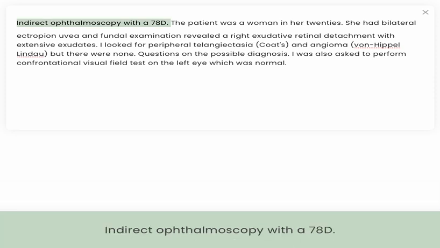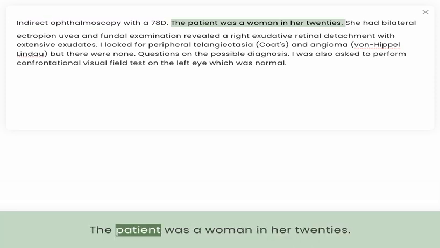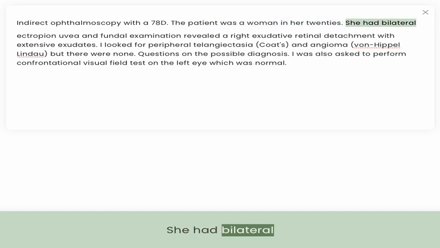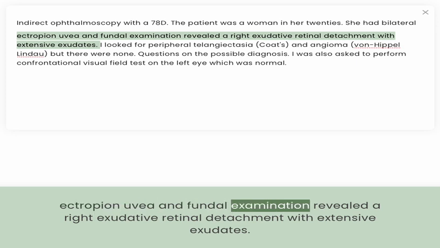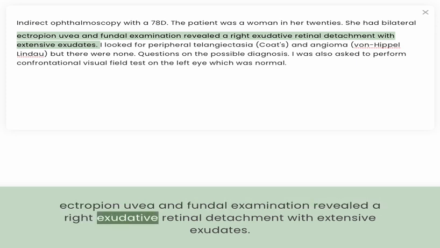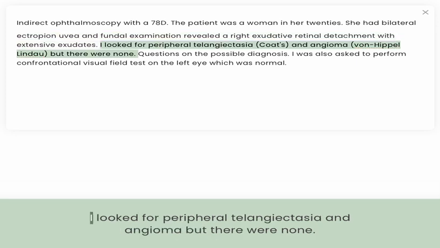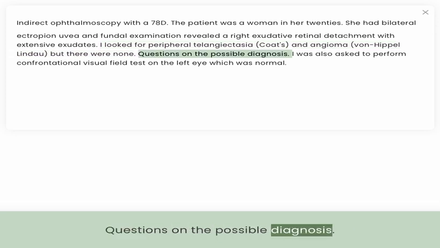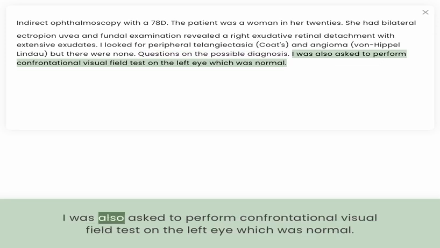Indirect ophthalmoscopy with a 78D. The patient was a woman in her 20s. She had bilateral ectropion uveae and fundal examination revealed a right exudative retinal detachment with extensive exudates. I looked for peripheral telangiectasia and angioma, but there were none. Questions on the possible diagnosis. I was also asked to perform a confrontational visual field test on the left eye, which was normal.